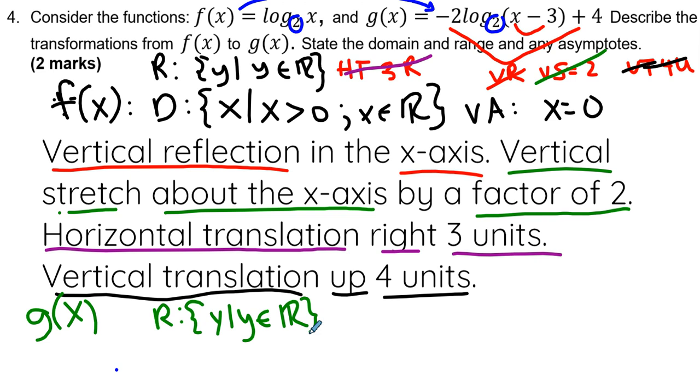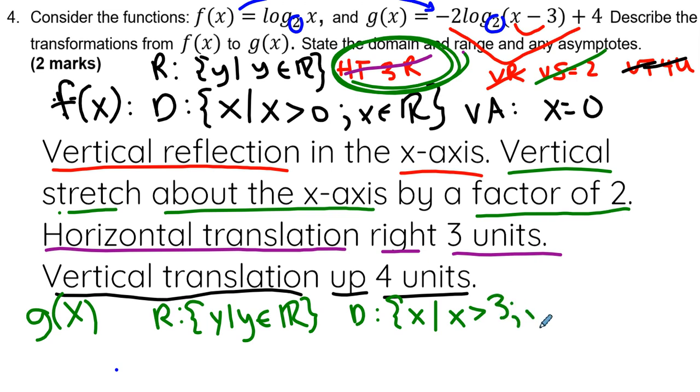Okay, in terms of the domain, what can change the domain is anything horizontal. So if I reflect it and stretch it by 2, that doesn't change it. If I move it up 4, that doesn't change it. It is this horizontal translation, 3 units right. So it picks the whole graph up and moves everything right. So instead of being greater than 0, it's 0 plus 3, greater than 3, but still an element of the reals, because this now has a vertical asymptote at 3. So everything moves 3 units to the right.